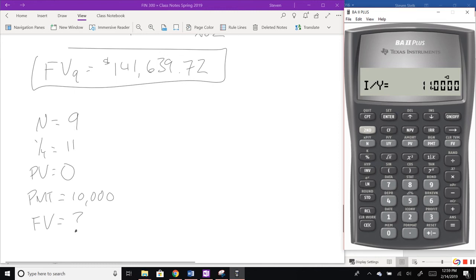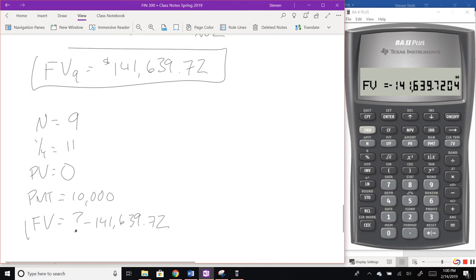All right, I want to enter 11 for I/Y, so I'm going to type in the number 11 first, and then press the I/Y key to store it. Again, I see my equals, my decimal places, and sideways triangle. I know it's stored. All right, I want to record 0 as PV, so I'm going to type 0 and press the PV key to store it. I need to enter 10,000 for payment, so I'm going to type in 10,000 and press the payment key to store it. And then I'm looking for future value, so I'm going to hit compute, which is the CPT key on the very top left of the calculator, then FV for future value. Okay, and now I see a number with an asterisk. That means it's a calculated value, and it is indeed the same 141,639.72 that we found with the formula earlier.